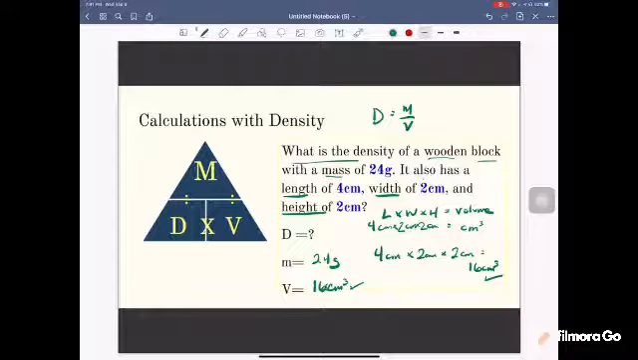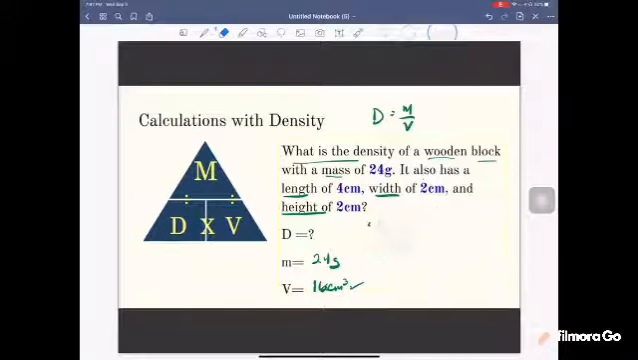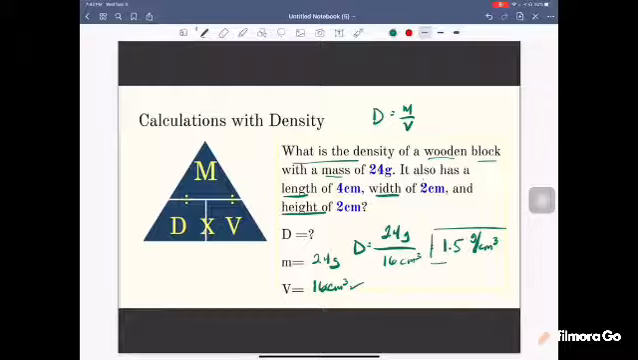So now that I've done all that work, I am now ready to do the simple setup of 24 grams over 16 cubic centimeters, which will then give me 1.5 grams per cubic centimeter. And guess what? That is the density of this particular wooden block.